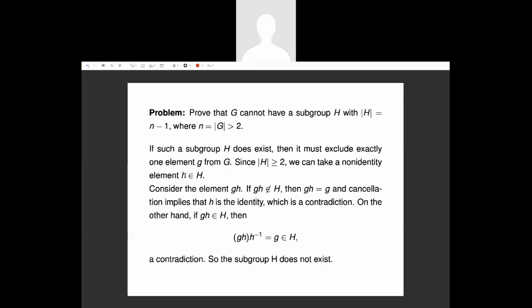On the other hand, if gh is an element of H, then gh times h inverse is equal to g, which is an element of H. Again this is a contradiction, because g is not an element of H. So such a subgroup H does not exist.